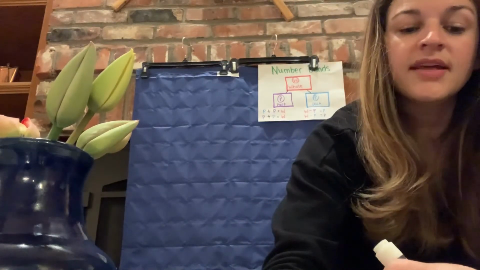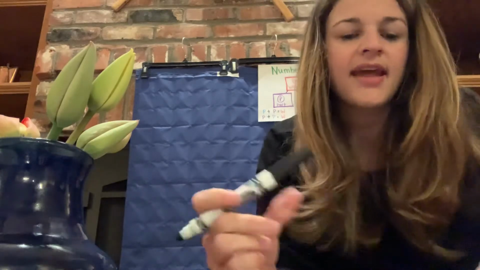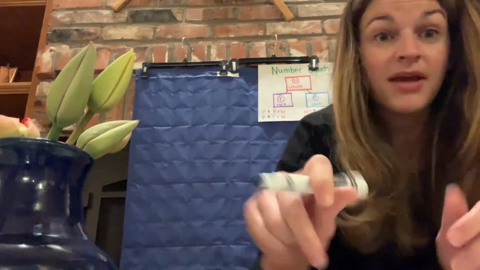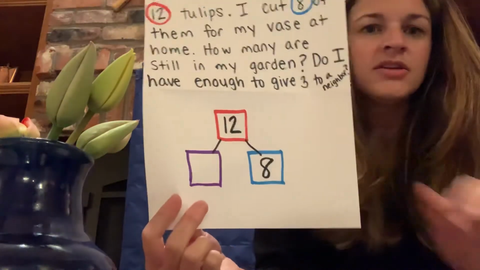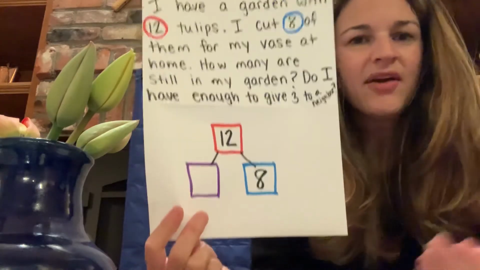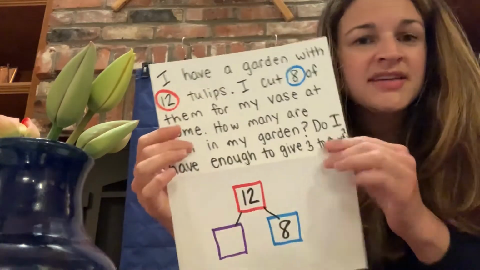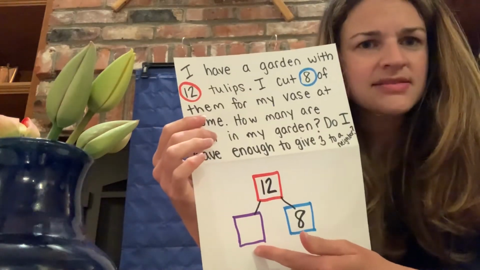All right, so I'm gonna put that number 12 in the top box because that's the whole. That's the number that I had all the way at the very beginning. The very first number that I saw was that I had 12 in my garden. And the next number I heard was 8. And those are the ones that are sitting here in my blue vase. Okay, so here's my numbers, 12 and 8. Now I have to figure out, how am I going to get my other piece?